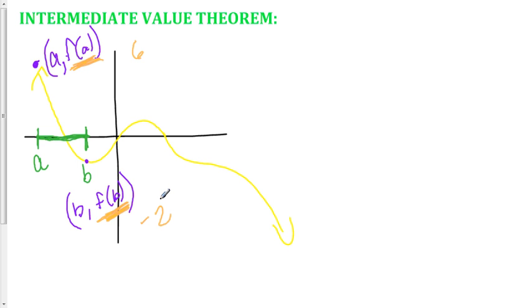Now, why is that all useful? Well, it's useful in the fact that you can use this little intermediate value theorem to determine where some roots are located. Because if you can find one that's a positive number for f of a and a negative number for f of b, then one of them has to be above the line, one has to be below, and then there has to be an intersection point with the x-axis. And that intersection point is the root.